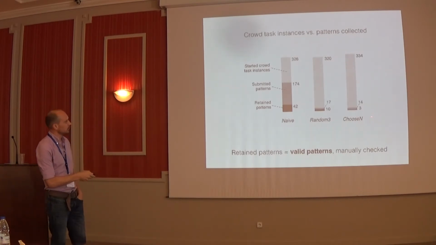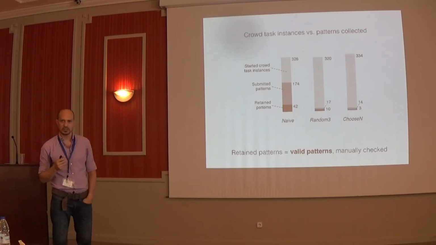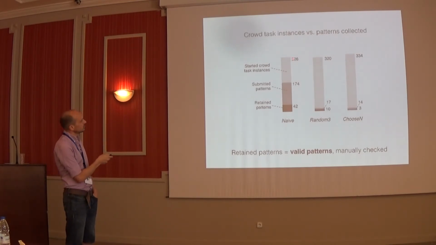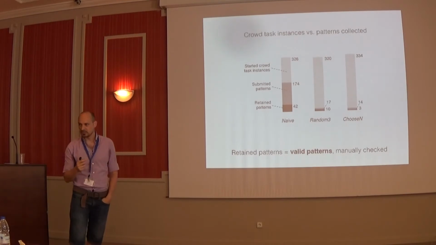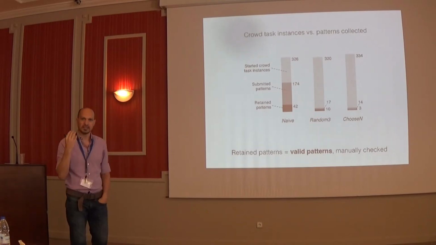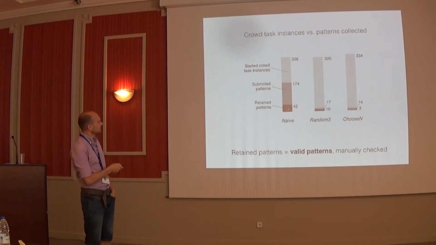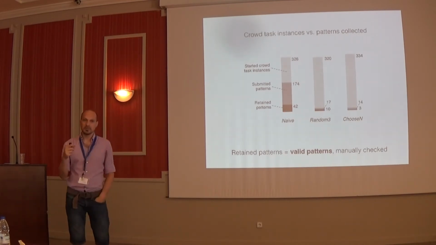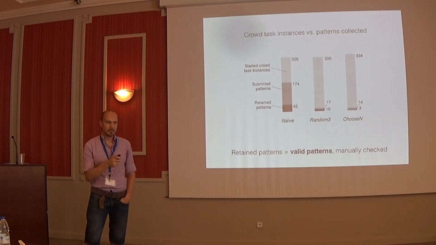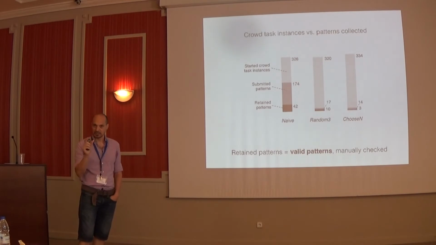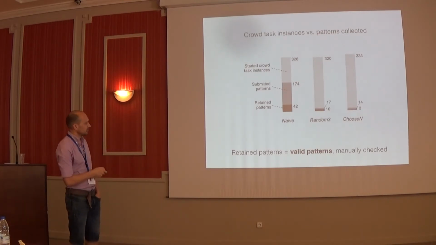The 3 algorithms, we deployed them on Crowdflower in this case, which is another crowdsourcing platform. We got 326 people in the naive design that opened our task, 174 that really did it, meaning they submitted results, and out of these results we kept 42 after this manual check. We call them the valid patterns.